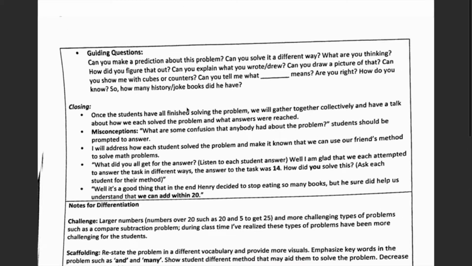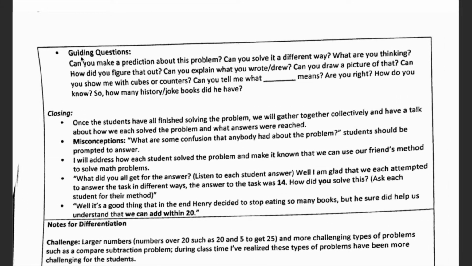So, some guiding questions during this work time. You're not teaching. You are letting them work, and these are just some examples of questions you may want to ask as you're walking around, making sure the students are on task and not drifting off into la la land. You want them to be doing math the whole time. So, can you make a prediction about this problem? Can you solve it a different way? What are you thinking? How did you figure that out?